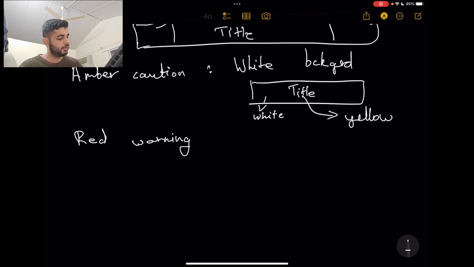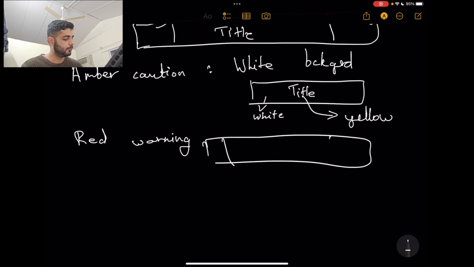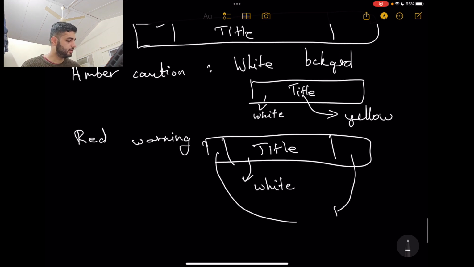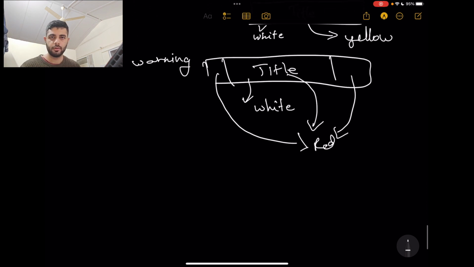This will have boxes like this. We'll have a title. The background is white again. These two boxes are red, and the title is also red.